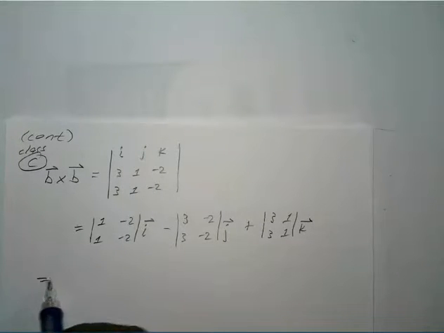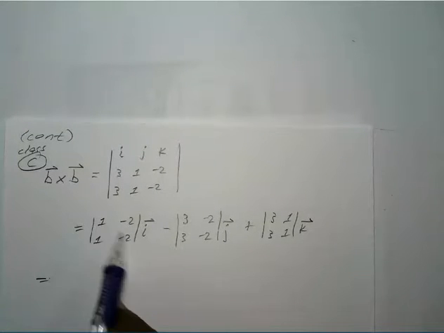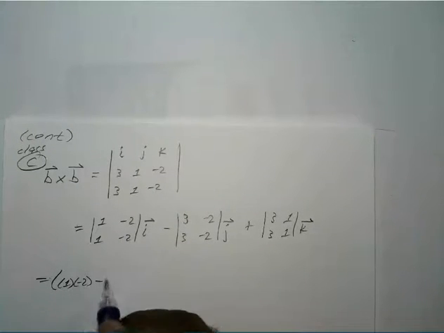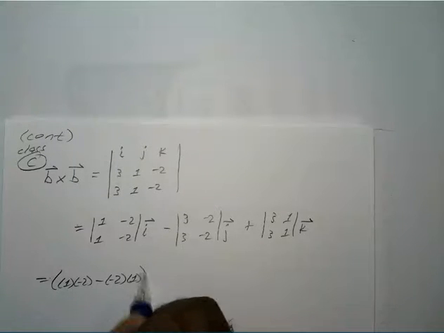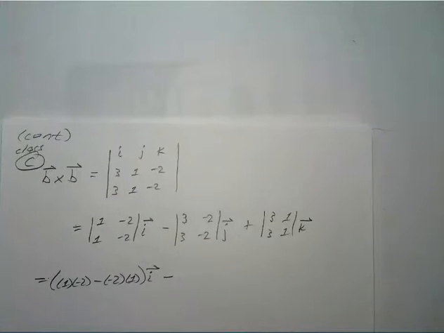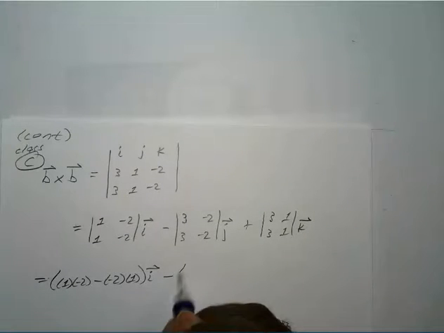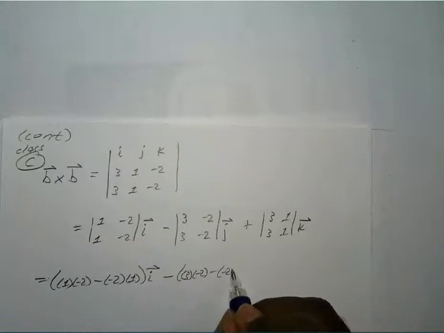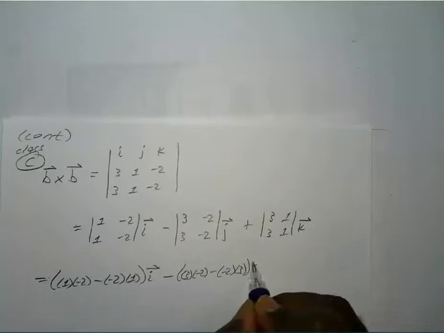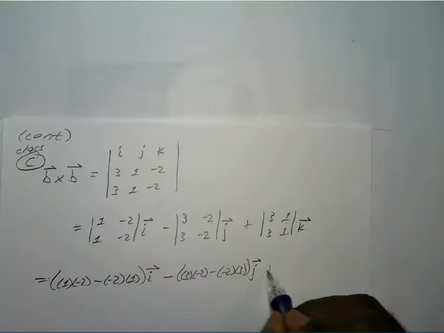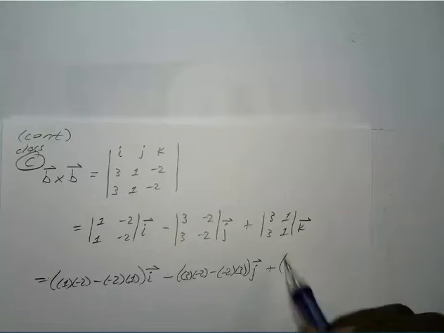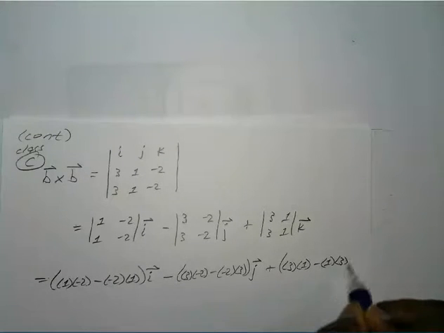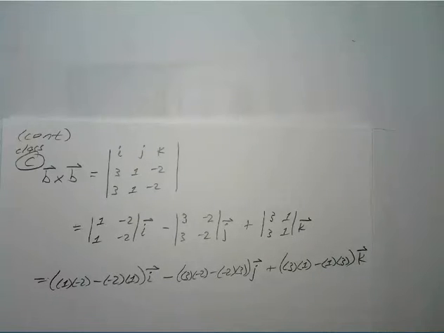Okay, so if we go ahead and use our form, you have 1 times -2 minus -2 times 1, times our I vector, minus 3 times -2 minus -2 times 3, times our J vector, plus we have 3 times 1 minus 1 times 3, and that's times our K vector.